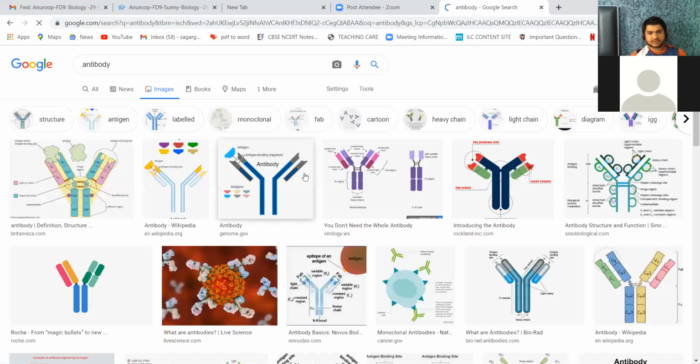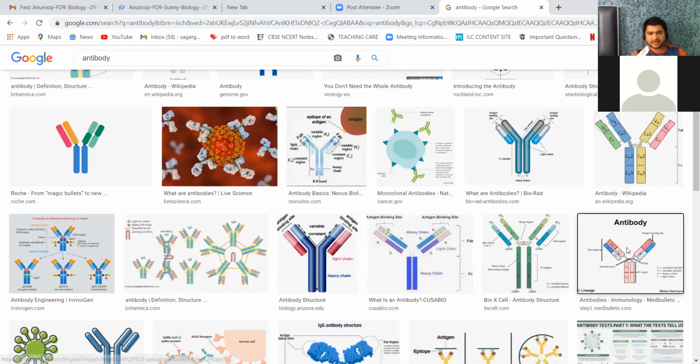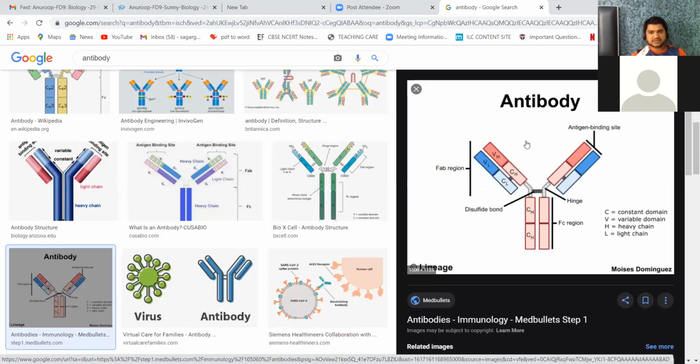Just give me one second. Okay, better to show you this only. Can you just see that? So it is saying V means variable part, C means constant part. So these are the heavy chain and these are the light chain. You have to remember this. This is only the light chain and this is completely the heavy chain. You have to remember that.